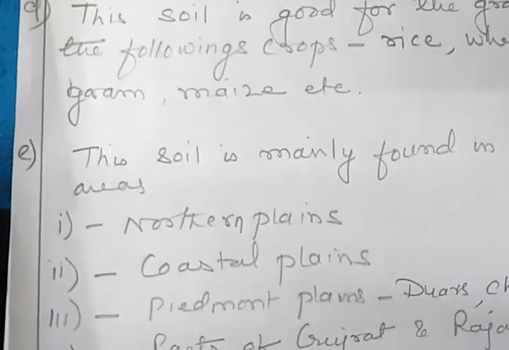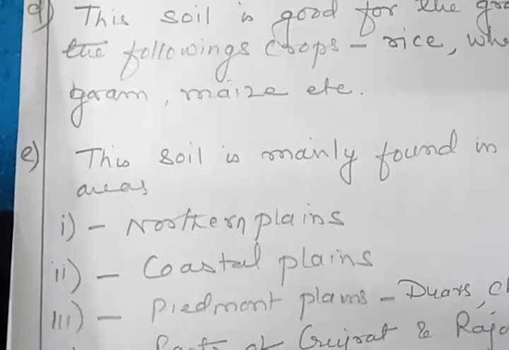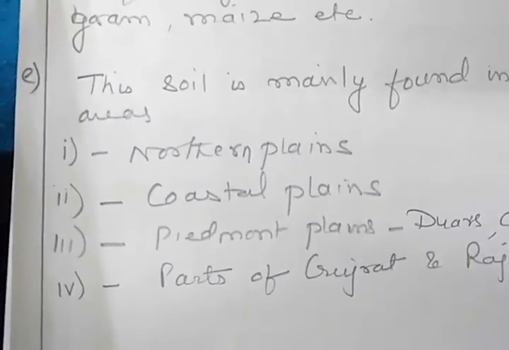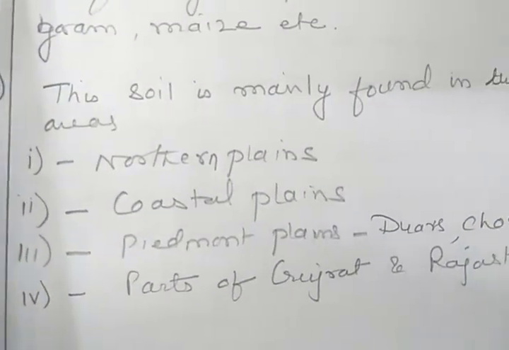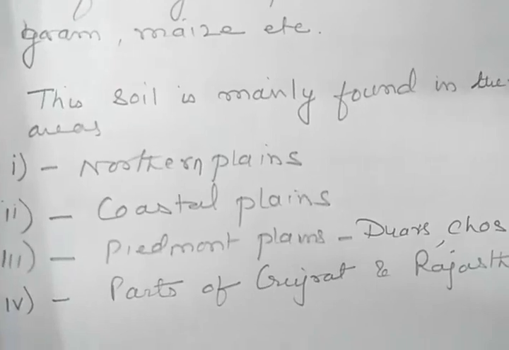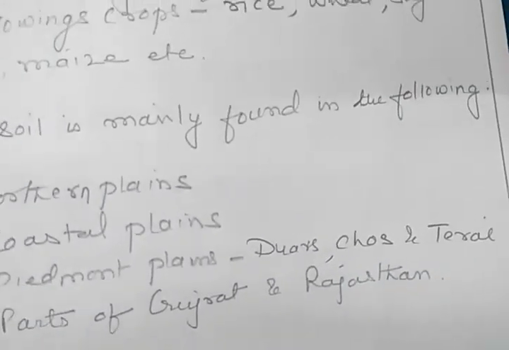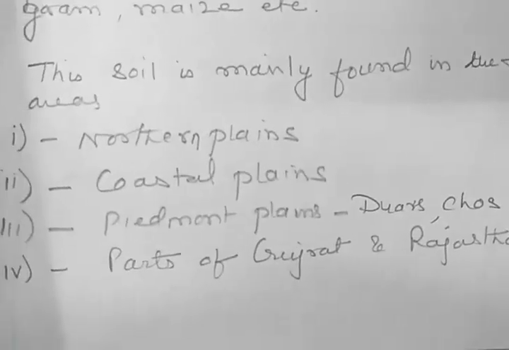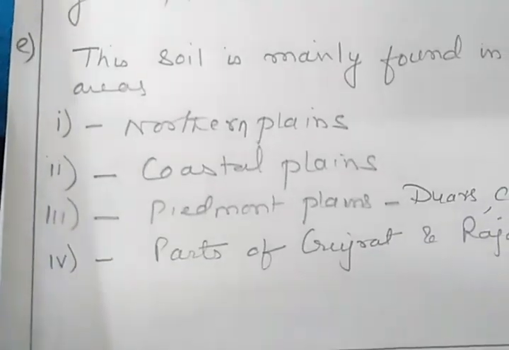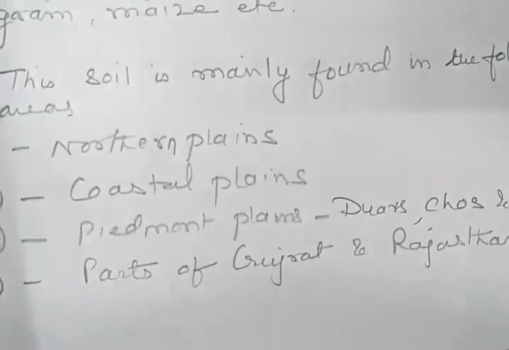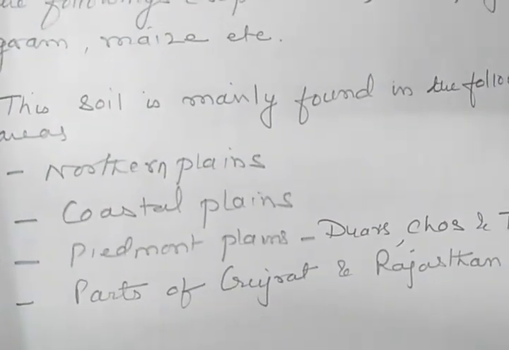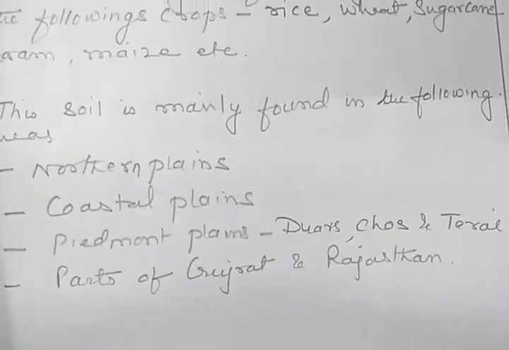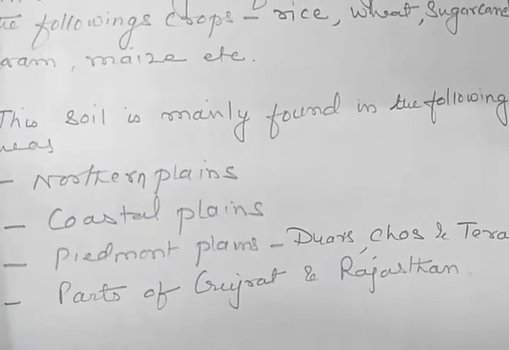Then next is the coastal plains, such as the eastern coastal plain and western coastal plain. Next is the Piedmont plains, that is the Duars, Chos and Tarai region where the foothills of the Himalayas exist. And the last category is parts of Gujarat and the easternmost corridor of Rajasthan, which has alluvial soil good for the growth of wheat.